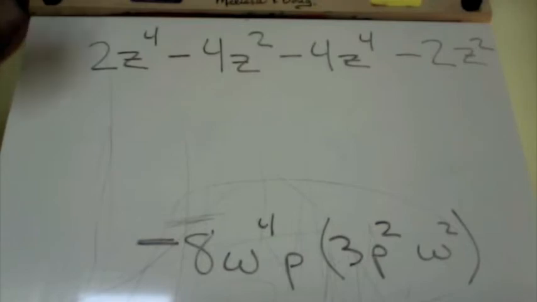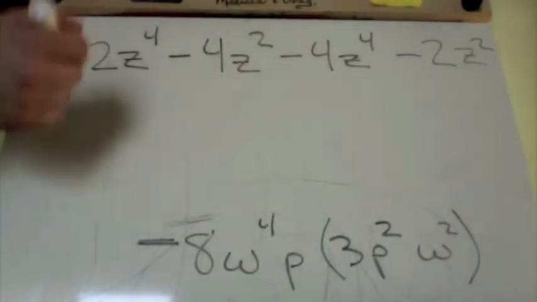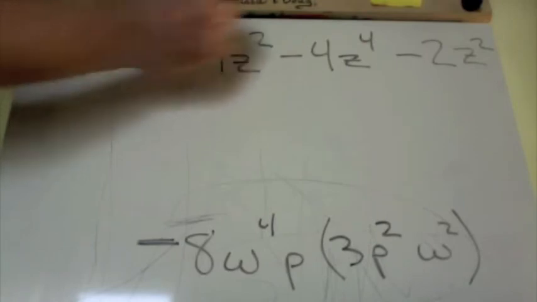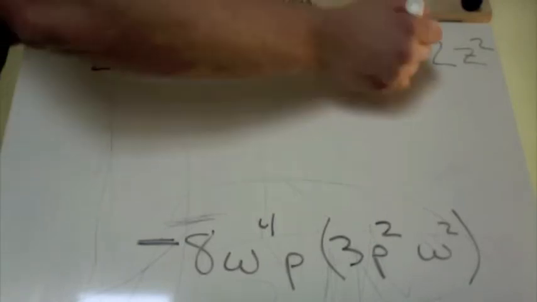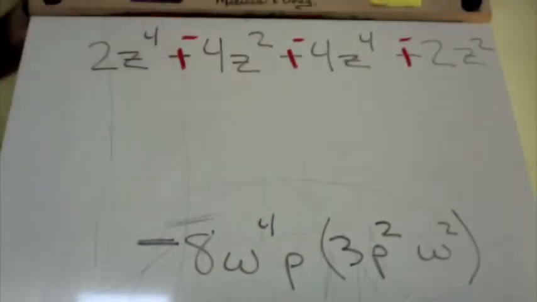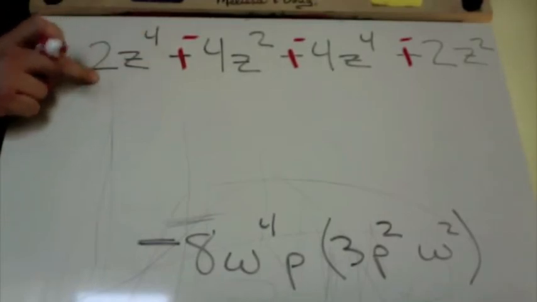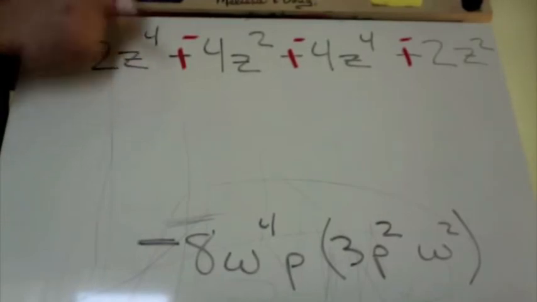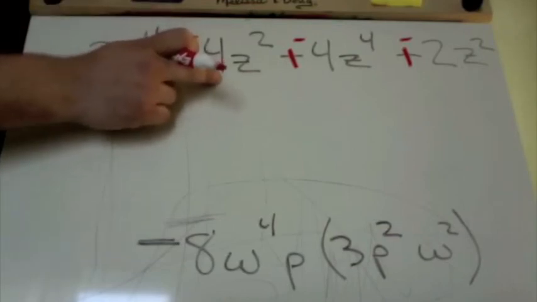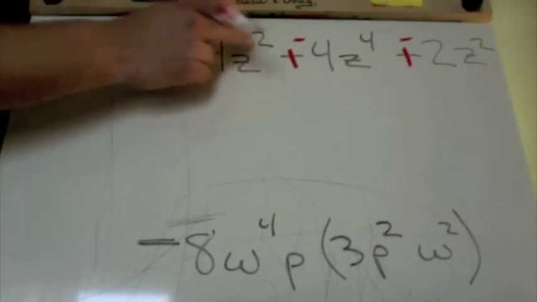So what I'm going to do here is I see I'm subtracting a bunch of stuff, so I'm going to go ahead and do my sign changes. Whenever I'm adding things, I can move them around how I want. Now I'm going to look for like terms. I've got a 2z to the 4th power. I know I can simplify this if I can add it to another 2z to the 4th power. Look at this, this isn't going to work. This is 4z to the 2nd power.